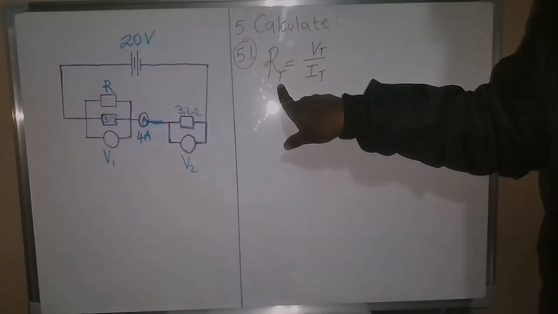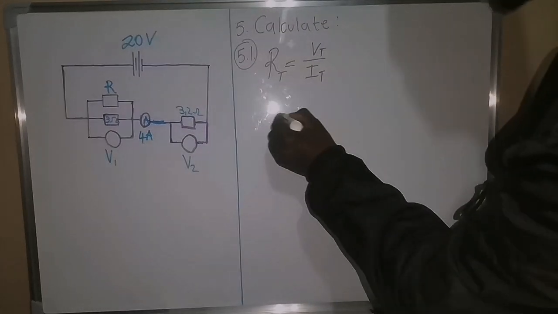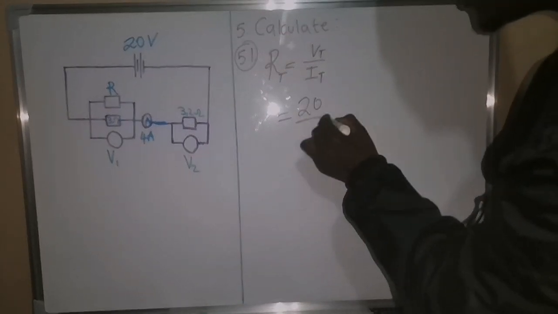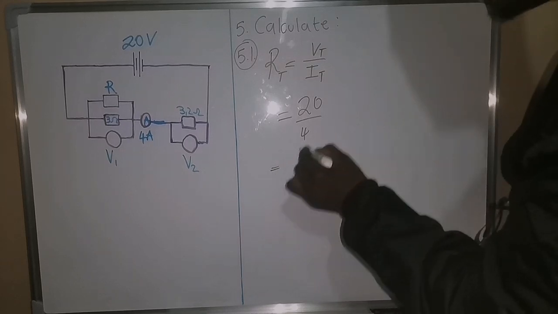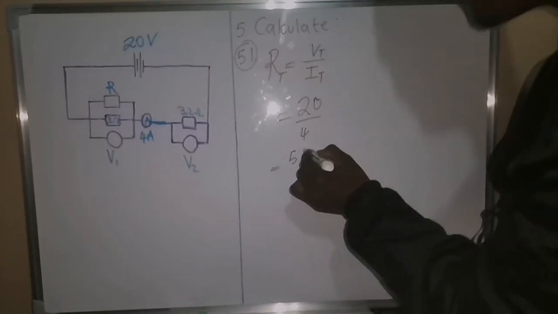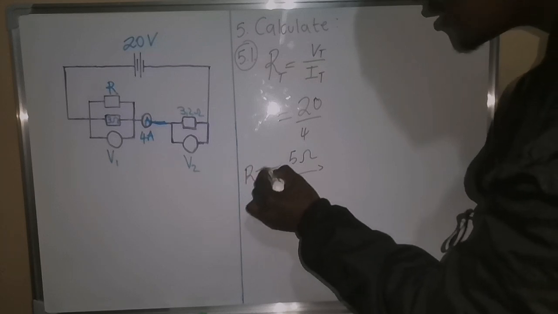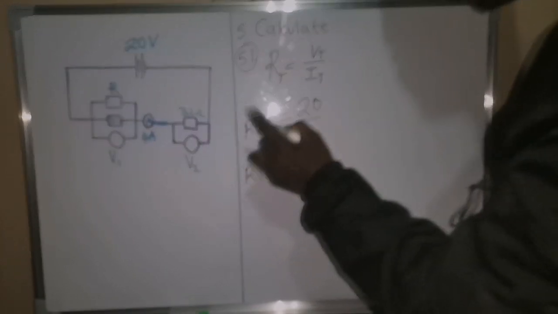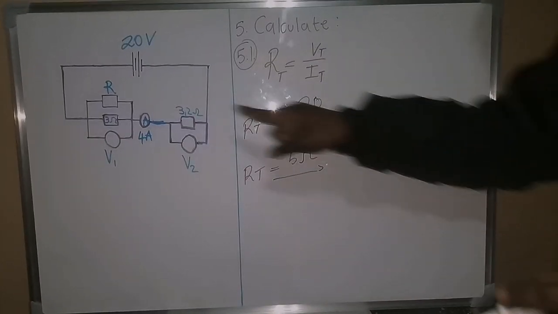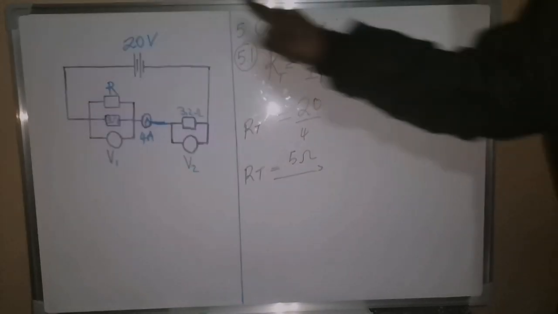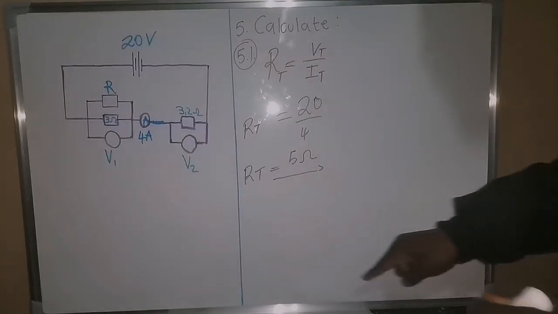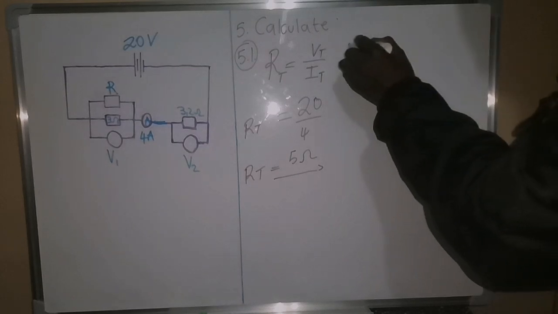So I'm going to use 20 and 4 to find the total resistance of the circuit. It's 20 divided by 4, which equals 5 ohm. This is our total resistance of the circuit, guys. It is not the resistance of one resistor, but the total, effective resistance of the circuit.